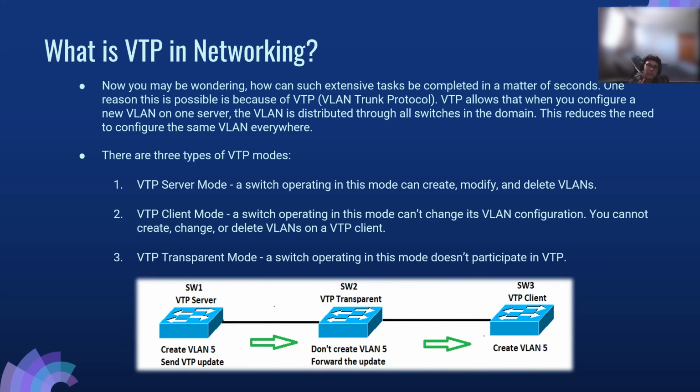There are three types of VTP modes. VTP server mode: a switch operating in this mode can create, modify, and delete VLANs. VTP client mode: a switch operating in this mode can't change its VLAN configuration. You cannot create, change, or delete VLANs on a VTP client. And lastly, VTP transparent mode: a switch operating in this mode doesn't participate in VTP. I'll show you an example of configuring VTP now.